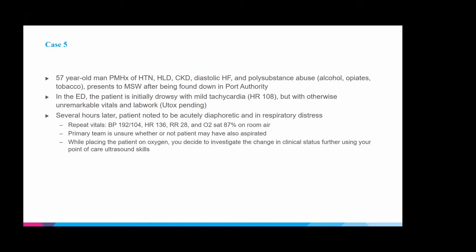A UTOX was pending. And then while he was hanging out in the ED, several hours later, he became acutely diaphoretic and developed respiratory distress. At that time, vitals were checked. His blood pressure was 192 over 104. Heart rate was 130s. Respiratory rate was 28, and he was satting 87% on room air. There was concern that maybe the patient, on top of everything else, had aspirated. And so while placing the patient on oxygen support, we decided to investigate his change in clinical status by using our ultrasound skills.